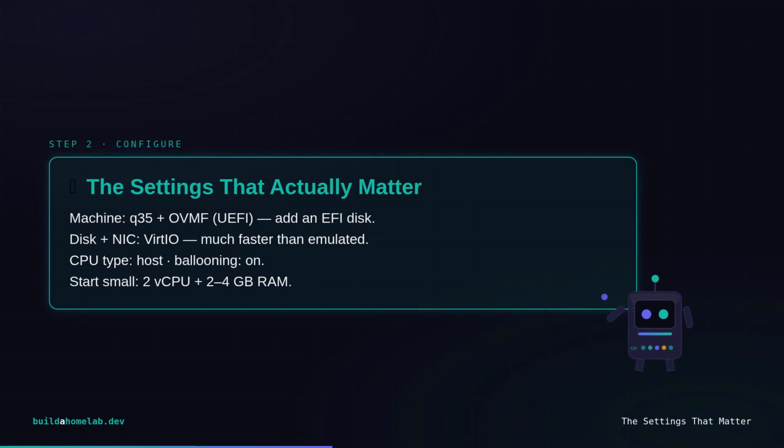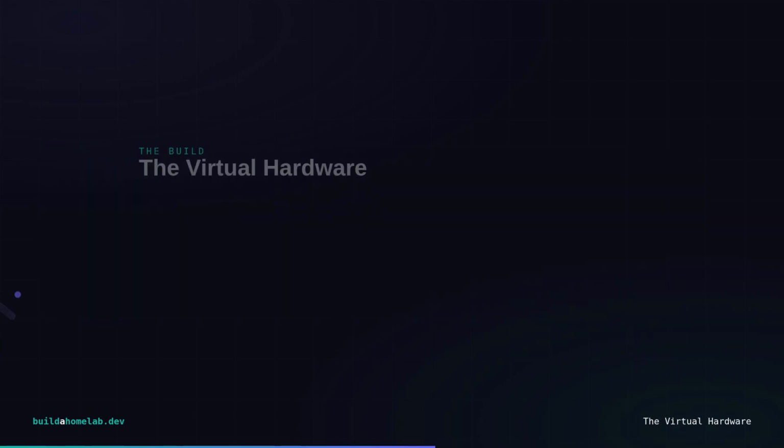The Create VM wizard has a few settings that actually matter. Choose the Q35 machine type with OVMF. That's UEFI firmware, matching modern hardware. When you pick OVMF, you must add an EFI disk on the same storage. Use VirtIO for disk and network, far faster than emulated defaults. And set CPU type to host for best performance.